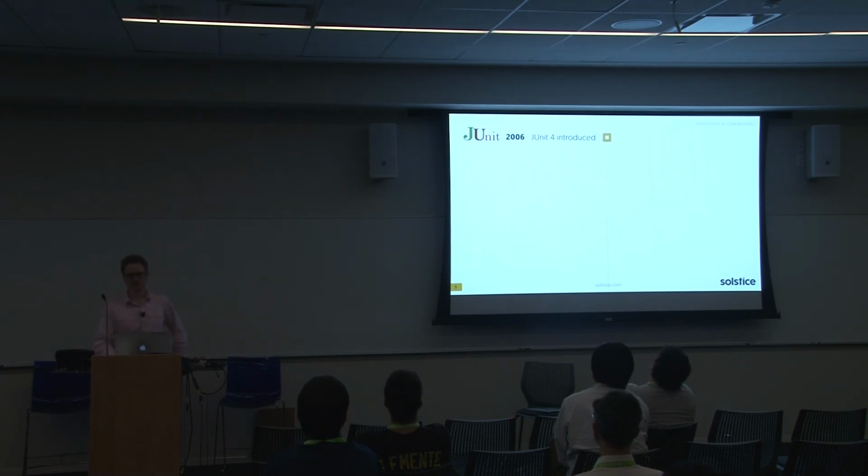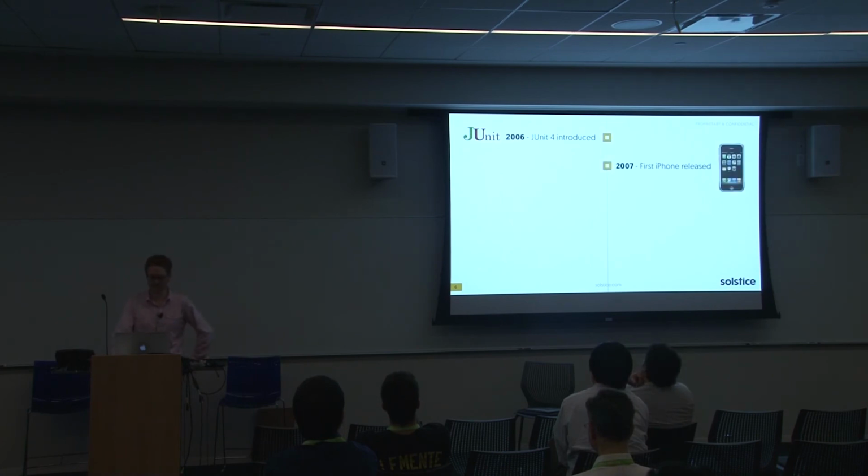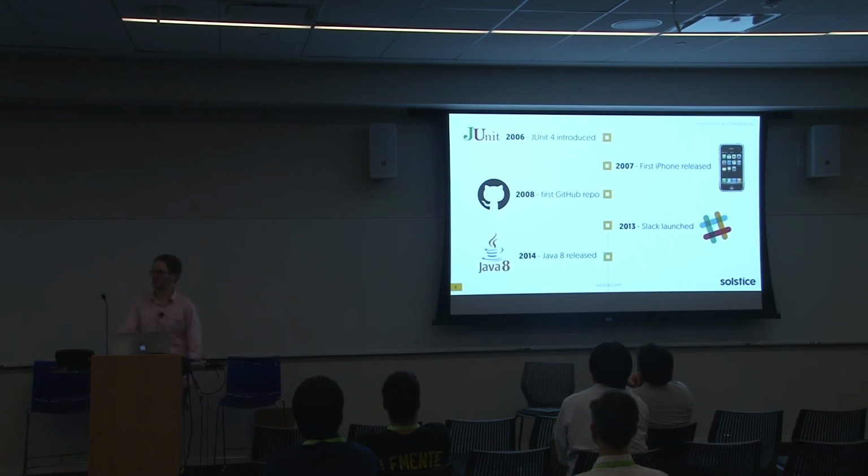So to give you an idea of how much has changed since JUnit 4 was first introduced, let me walk you through a quick timeline of some major events that have happened since 2006 when JUnit 4 first came out. In 2007, the iPhone was released. 2008, the first GitHub repo. In 2013, Slack launched. And in 2014, Java 8 was released.